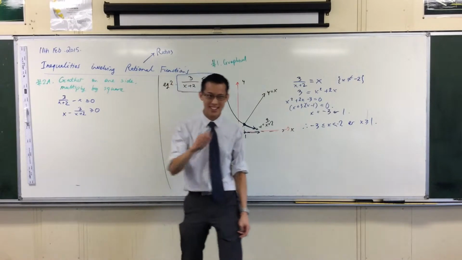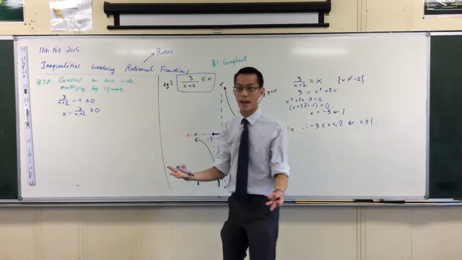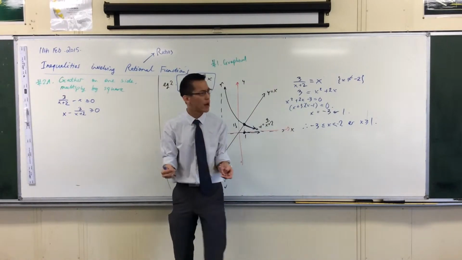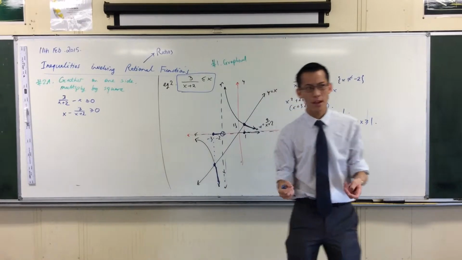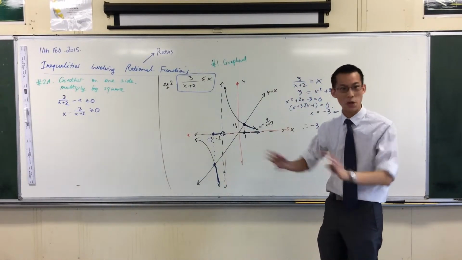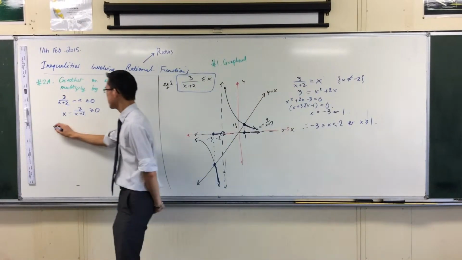So in order to make it just a little bit easier to work with, we're going to multiply by the square. And when I say the square, I mean x plus 2 all squared. Why do I have to multiply by the square again? So that I ensure that what I'm multiplying by is positive. So I don't have to muck around with the direction of the inequality. Okay? So let's go ahead and do that.